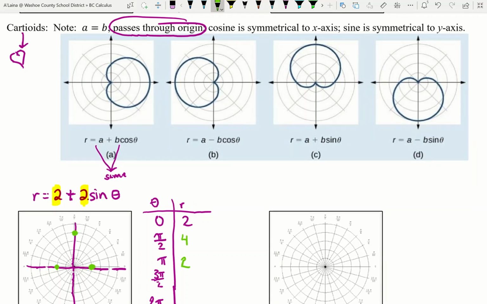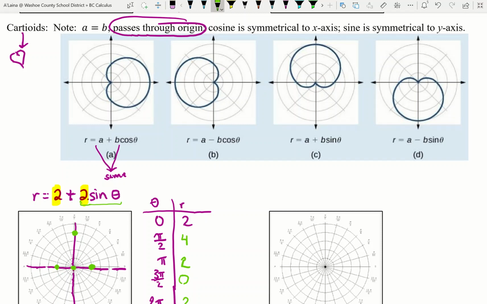And at 3 pi over 2, the sine of 3 pi over 2 is negative 1, times 2 is negative 2, plus 2 zeros out. This is why we go through the origin on these cardioids. And then at 2 pi it should mirror 0, which you probably don't have to do.